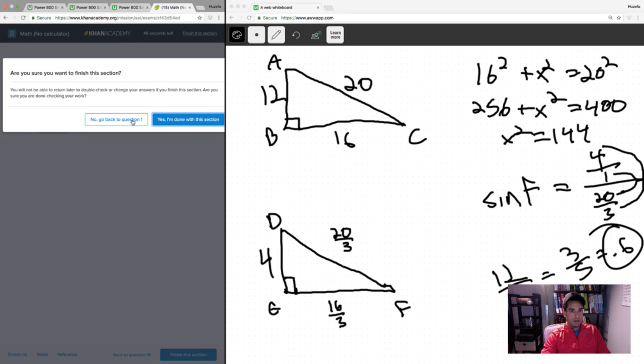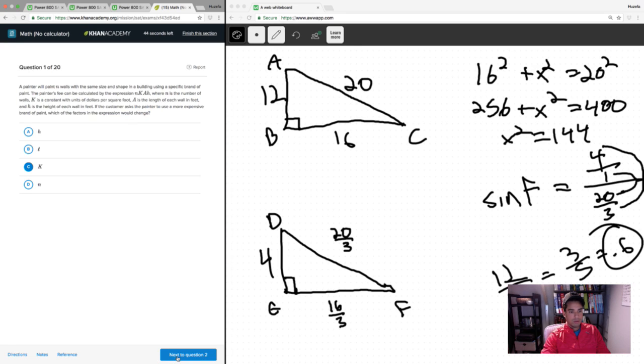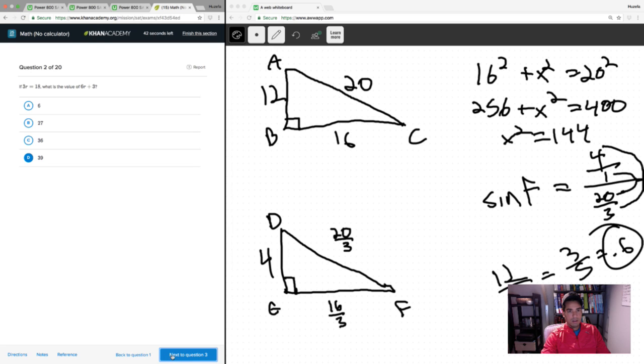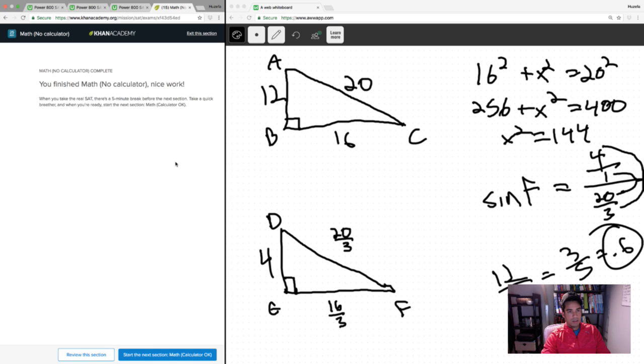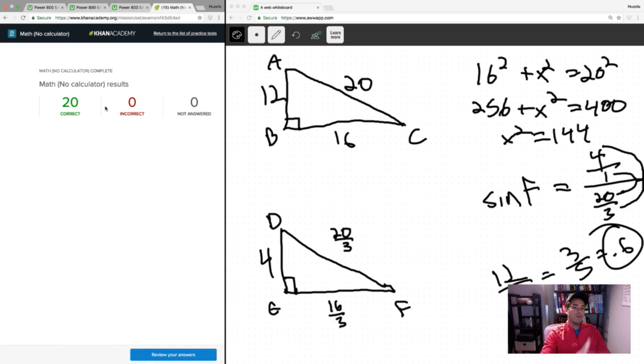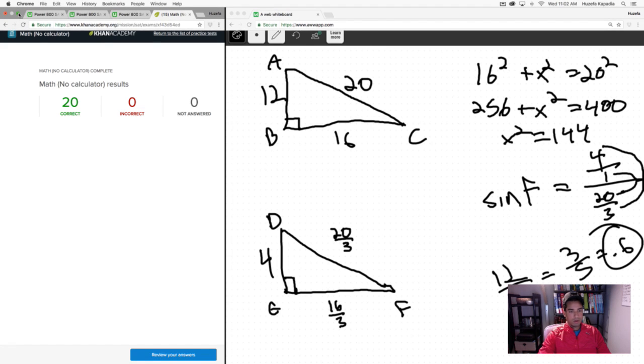And, oh, wait, what? Go back to question 1. Oh, no. All right, finish this section. We're good. Cool. Let's see what we got. And I think, oh, wait, we can review it straight away. Cool, yeah, we can review it. Beautiful. So everything that we did was correct. So there's nothing that we need to go over again. So that's basically it.